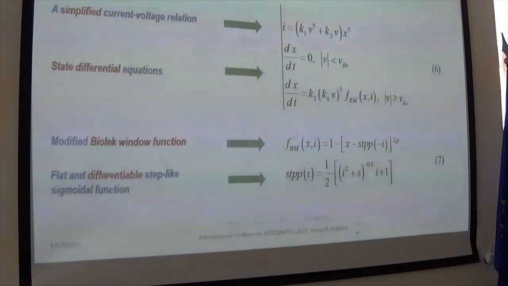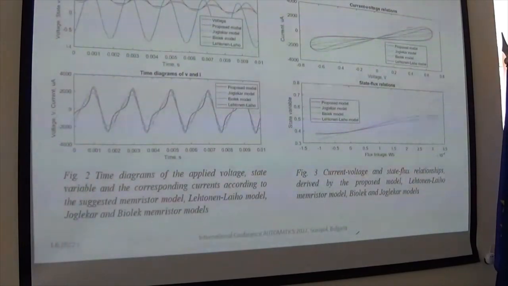Equation 7 expresses the Biolek modified window function, and also here is presented a modified version of the Heaviside step function, which is flattened, differentiable and very applicable in LTSpice. Here are presented the time diagrams of the voltage, the currents, and the state variable according to several different models. And in this case, their behavior is very similar because they operate in a soft switching mode where the state variable does not reach the boundaries.